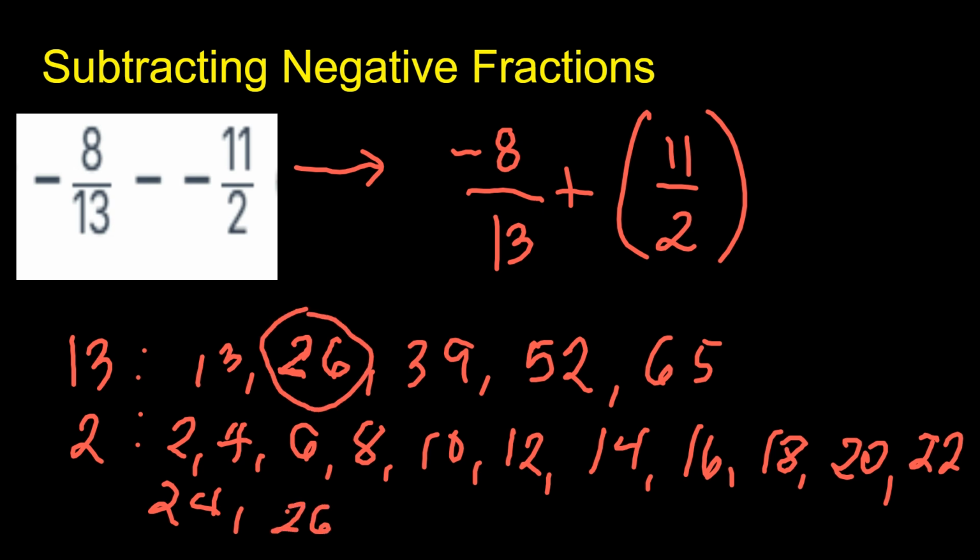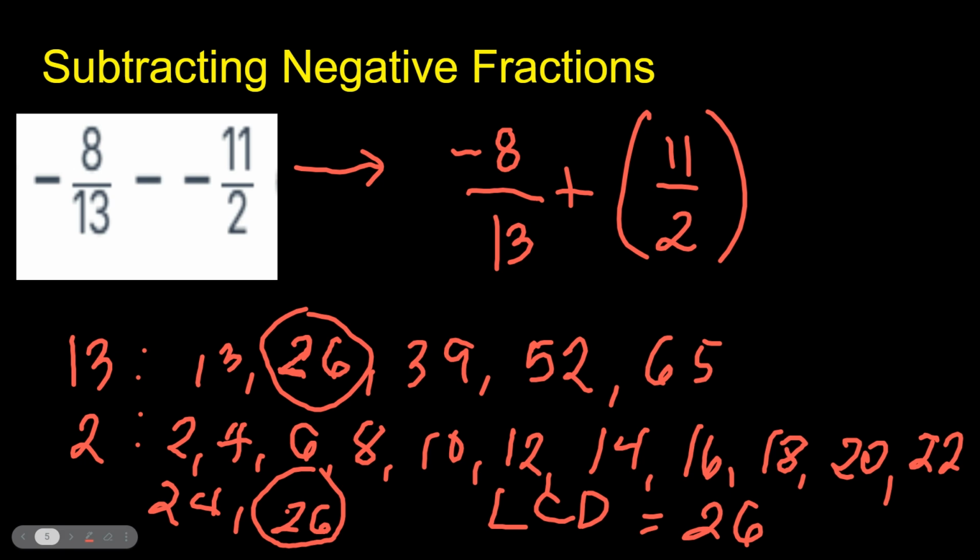Because obviously the least common denominator between 13 and 2 is actually 26. That's your LCD, right? Your LCD is 26. Pretty long for the multiples of 2. Okay, so let's erase that again.